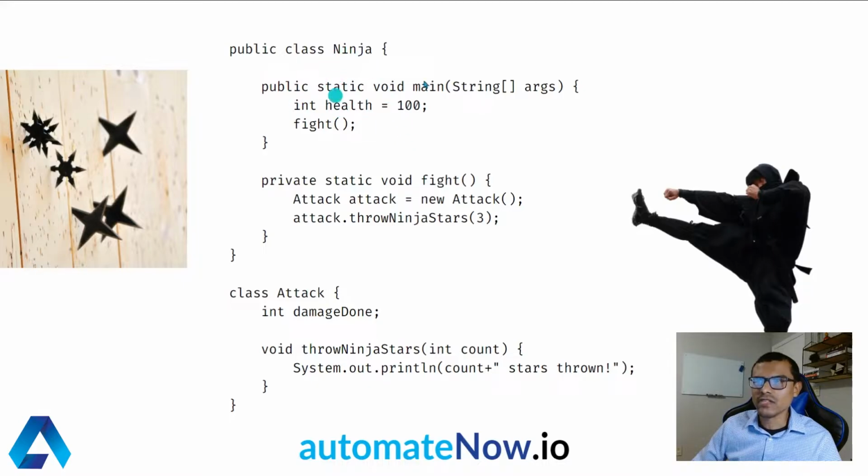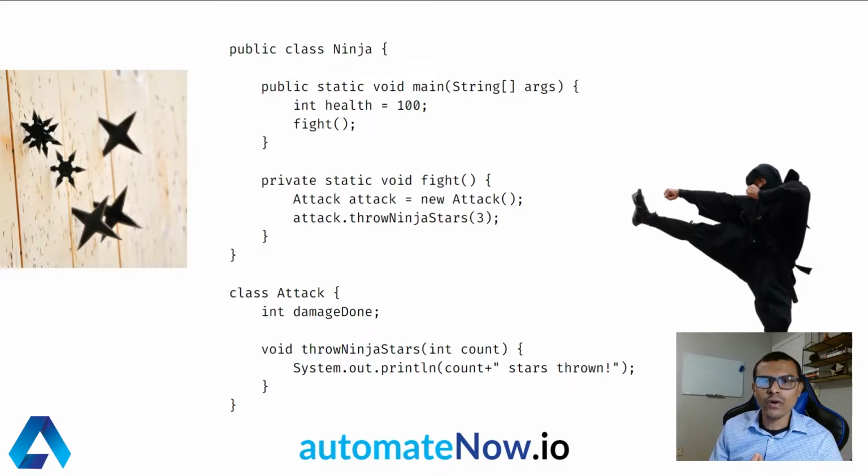In the Ninja class, we have this main method, and this main method contains a variable called Health, which is set to 100 initially. Then we are calling a method called Fight. This method is a private method that is stored in this class. Notice that this method is creating a new instance of the Attack class. And then we are calling a method in the Attack class called Throw Ninja Stars, and we're passing the value of 3. If we look at the Attack class, it contains an instance variable called Damage Done, and it has the Throw Ninja Stars method. This method takes in one parameter called Count, and it simply prints this message to the screen.